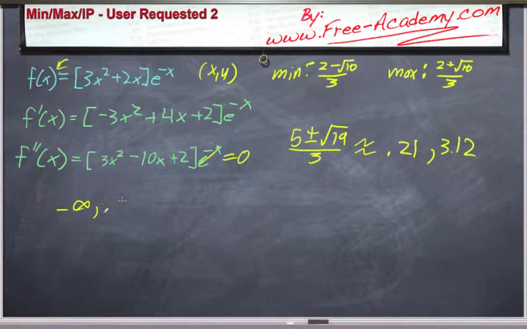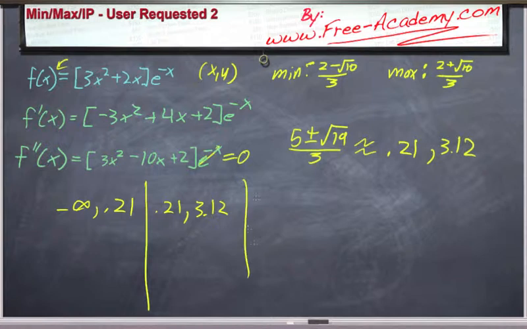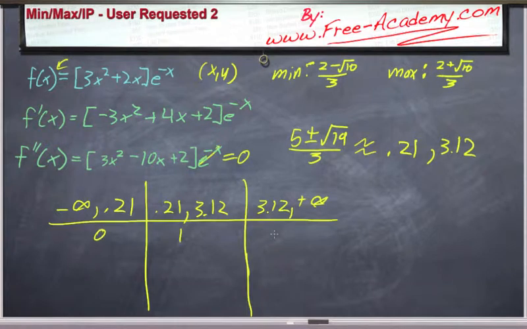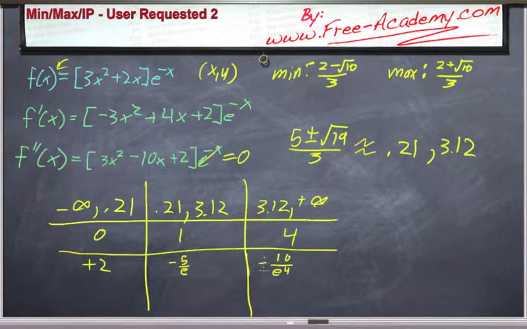So we'll set up our table. And we'll pick some test values. We can do 0, 1, and 4. And then we put those back into f prime of x. If you put in 0, you get positive 2 out. If you put in 1, you're going to get minus 5 over e. And if you put in 4, you're going to get positive 10 over e to the 4th. But all we really concern ourselves with is the positive or negative signs.